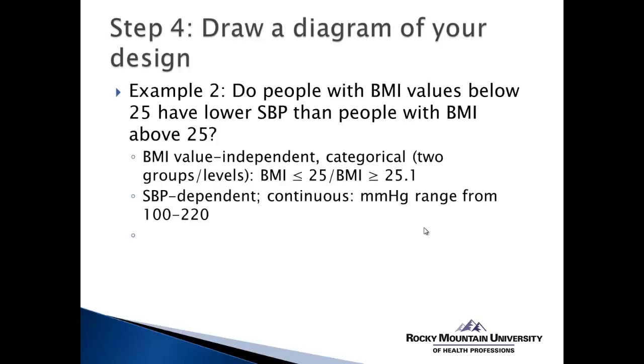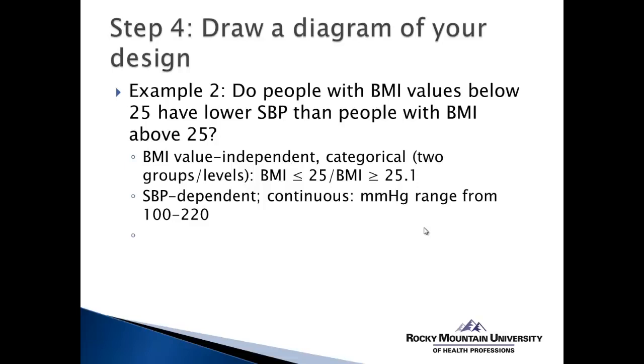So we look at our variables. We have BMI, or body mass index value, which is our independent variable. This is what we're using to categorize people, so it's a categorical variable. We have 2 groups or levels, people with BMI below 25 and people with BMI above 25. Our outcome variable is dependent. The dependent variable is continuous as well, blood pressure, which has a particular range that we expect to see. So how do we diagram this?